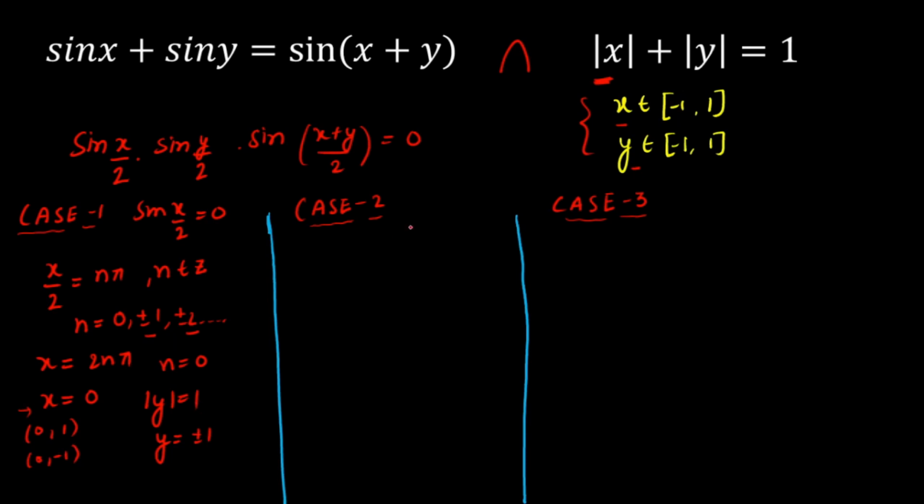Now let's solve case 2. Case 2 is when sine of y by 2 is equal to 0. So in a similar fashion I'm going to solve sine of y by 2. So if sine of y by 2 is 0, then y by 2 is equal to integral multiple of pi. Now here m belongs to integer. So in a similar manner I'm going to solve, that is y is equal to 2 m pi, and the values of m can be 0, plus or minus 1, similarly plus or minus 2, and so on.